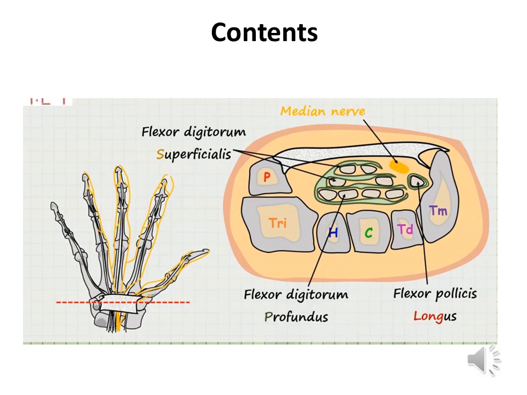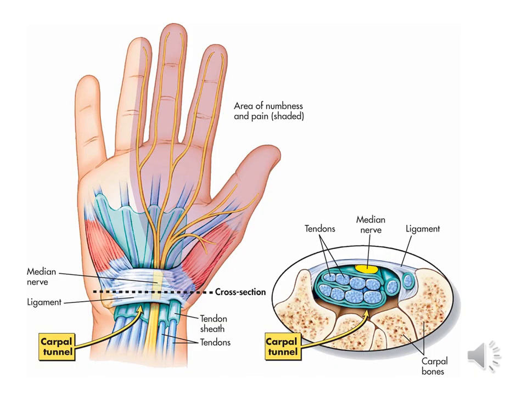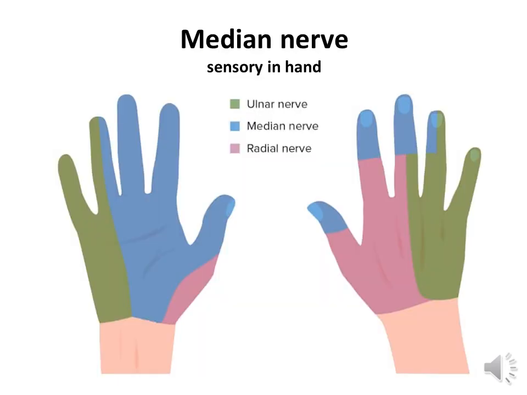This tunnel contains tendons and a nerve. The tendons are the flexor tendons of the fingers, which are flexor digitorum superficialis and flexor digitorum profundus, and the flexor tendon of the thumb, which is flexor pollicis longus. The nerve is the median nerve. Again, in this picture, we have the transverse carpal ligament and the tunnel and its content of flexor tendons and median nerve.